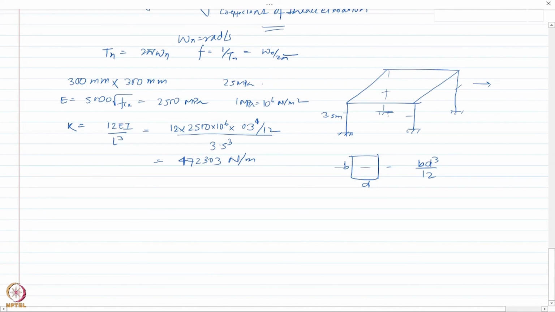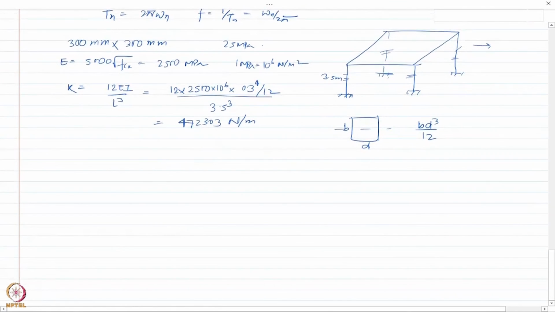Mass, you can lump it at the roof level by assuming that half of the mass of these columns is lumped to the roof slab here. Then the dead weight of the roof slab, you can add to that. And then you can also add the live load. All those would contribute to the total mass of this system.